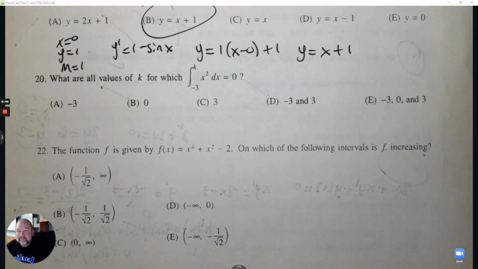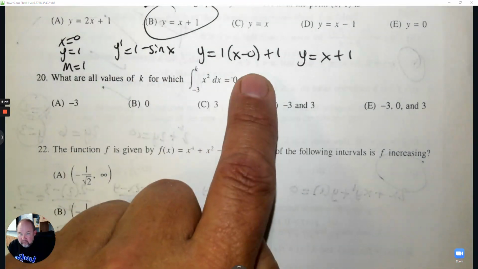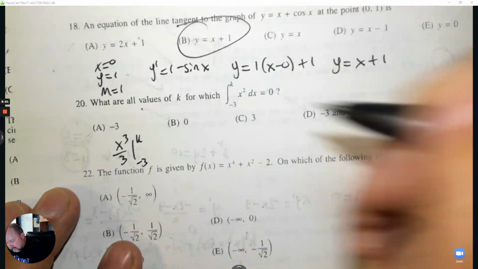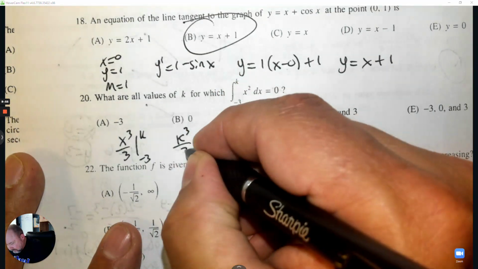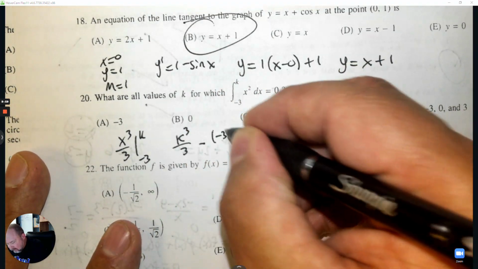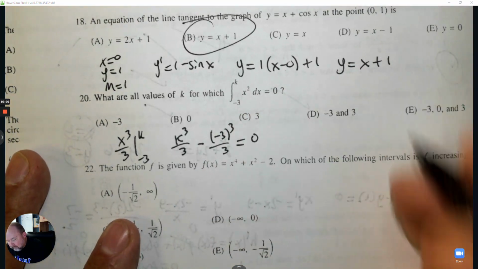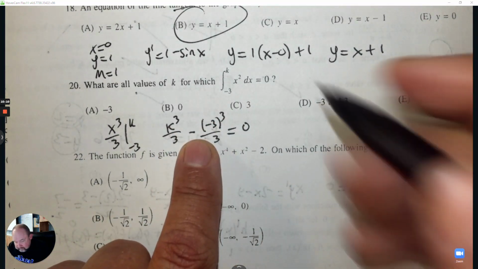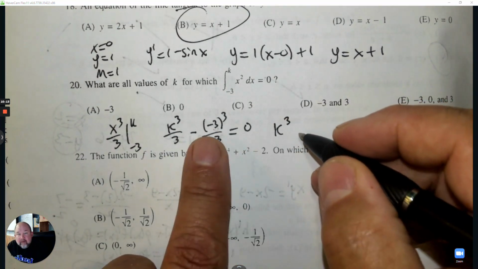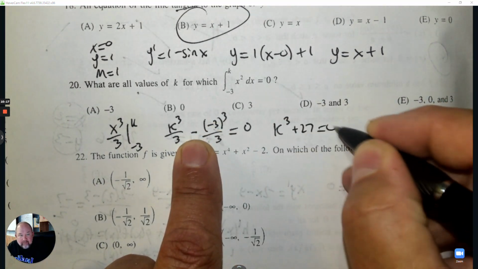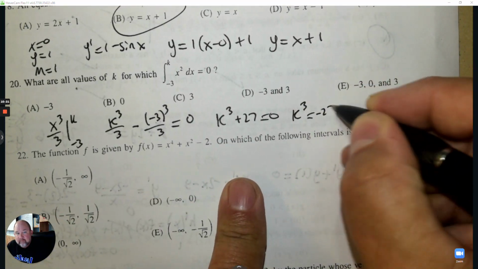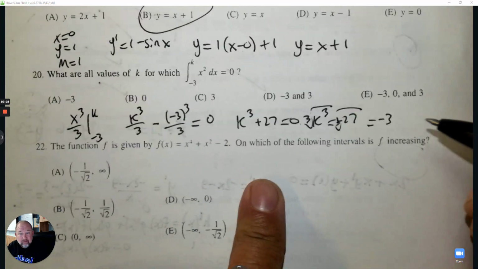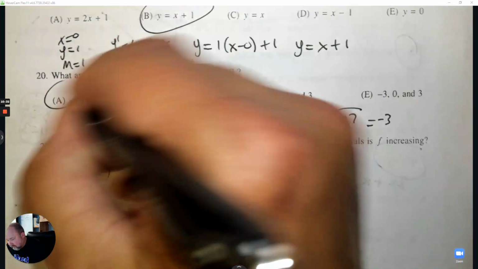You can try these first. What are all values of k for which this is true? So I'm going to integrate this first. That means I'm going to add 1 to the exponent and divide, from -3 to k. And then I'm going to plug in k first, subtract, and then I'm going to plug in negative 3, and make it equal to 0. So I integrated, I plug in k, then negative 3, make it equal to 0. You can multiply everything times 3. This is negative 27, and a negative makes it plus 27. You can cube root a negative number. So negative 3 times negative 3 times negative 3. I get negative 3 as an answer. So that's A. Done.